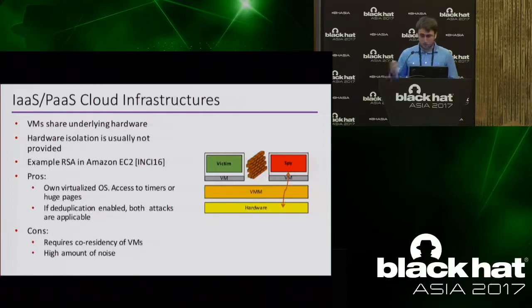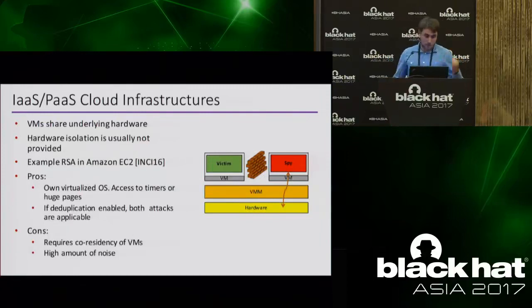Although the isolation is pretty well provided at the software level, at the hardware level it's not that well provided. An example of such an attack is the RSA key retrieval that we did in Amazon EC2. We were able to recover an RSA decryption key, or secret key, across virtual machines in Amazon EC2.